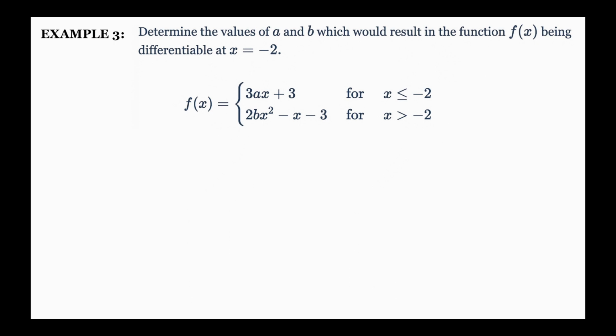Okay, so we need to determine the values of A and B which would result in the function being differentiable at -2. So they say it has to be differentiable at -2. -2 is the only place where there could be an issue with differentiability, because it's the only place where the function changes. The top part is linear, the bottom part is quadratic.